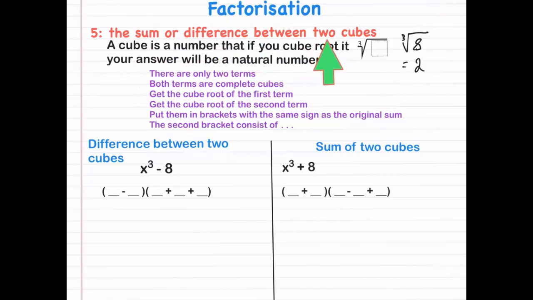The word two kind of gives it away, right? So this is a difference between two cubes, because I can get the cube root of the first term and I can get the cube root of the second term, because both terms are complete cubes. Okay, and then this one is a difference because there's a minus between the two cubes. Now this one is a sum of two cubes because there's a plus between the two cubes.